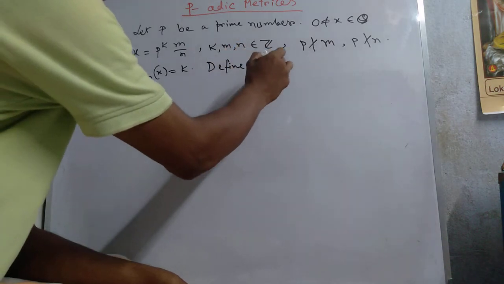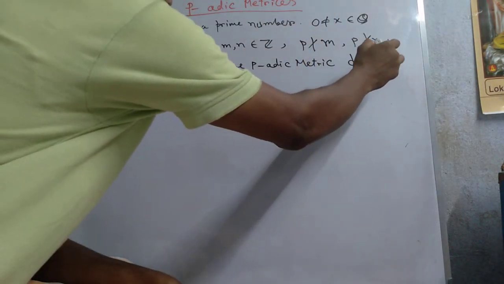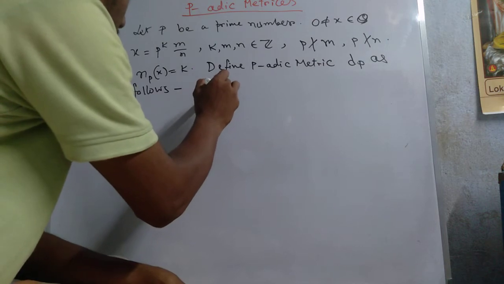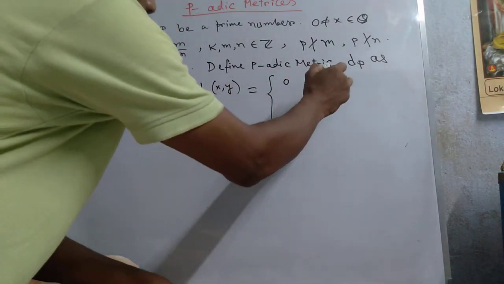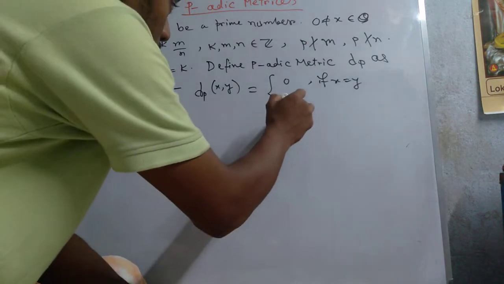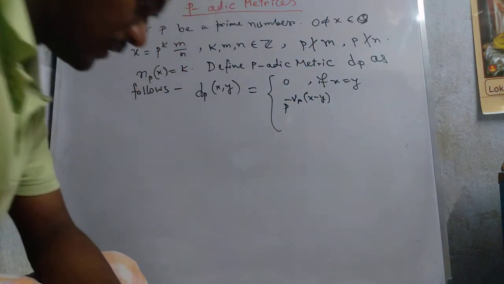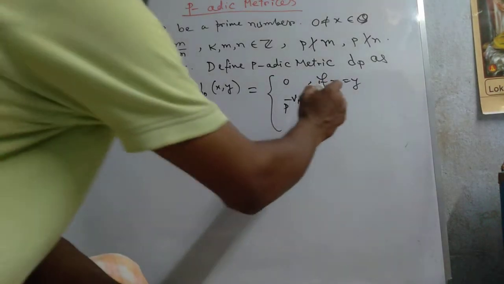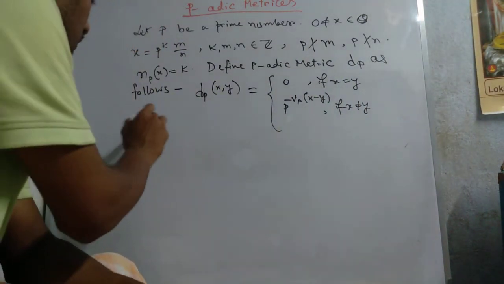Now we define the p-adic metric d_p as follows: d_p(x,y) equal to 0 if x equal to y, and p to the power minus v_p(x minus y) if x is not equal to y.